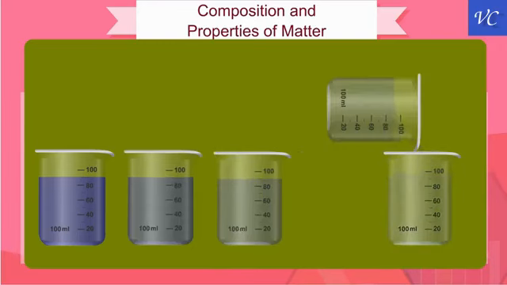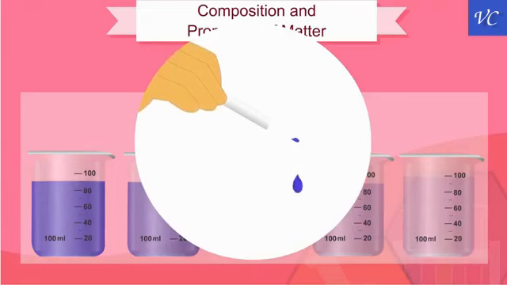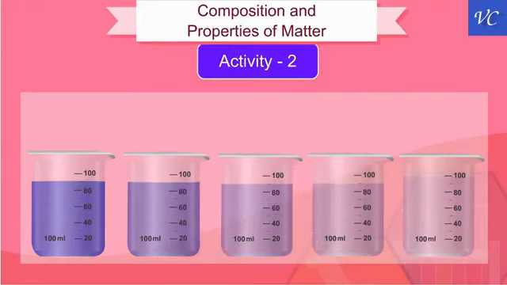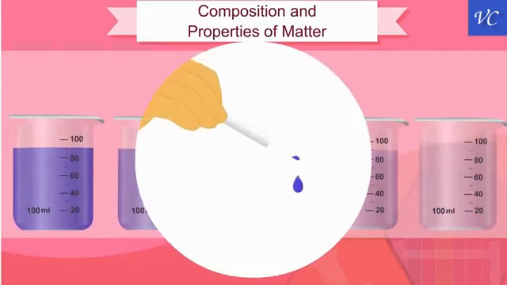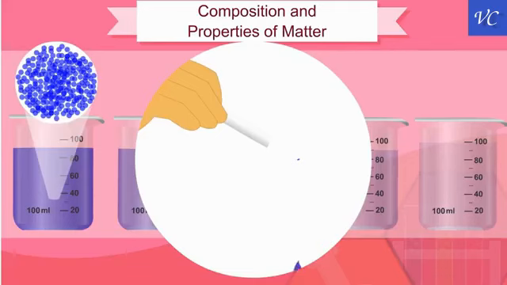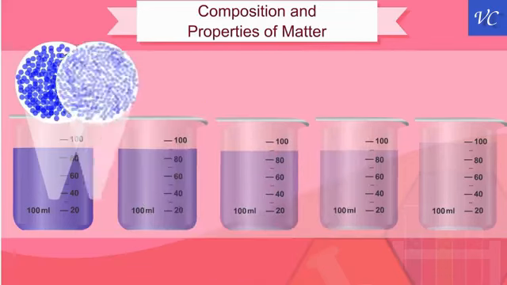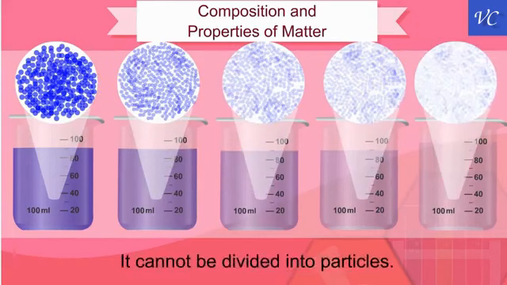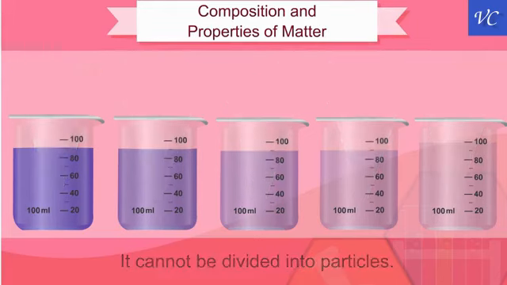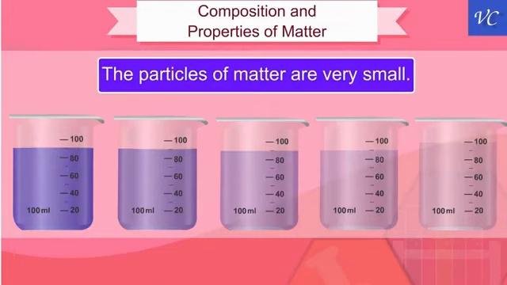This experiment shows that just a few drops of ink can color a large volume of water, about 1000 ml. From this, we can conclude that there will be many microscopic particles in each drop. These particles divide into smaller and smaller particles. Ultimately, a situation comes where it cannot be divided further. By this activity, we can say that the particles of matter are very small.